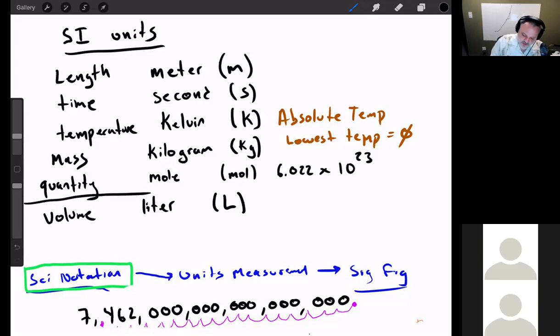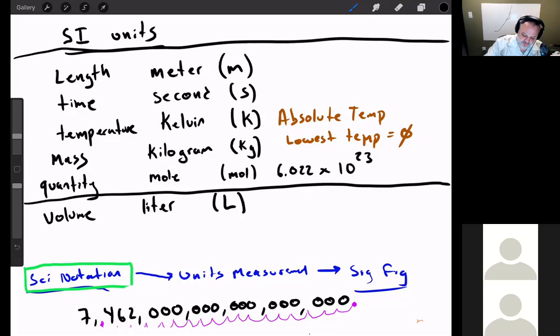I'm going to actually draw the line right here. Here are the base units that are in between the two lines. I'm leaving liter out because volume is actually a derived unit. And I'm going to talk more about that here in just a second.